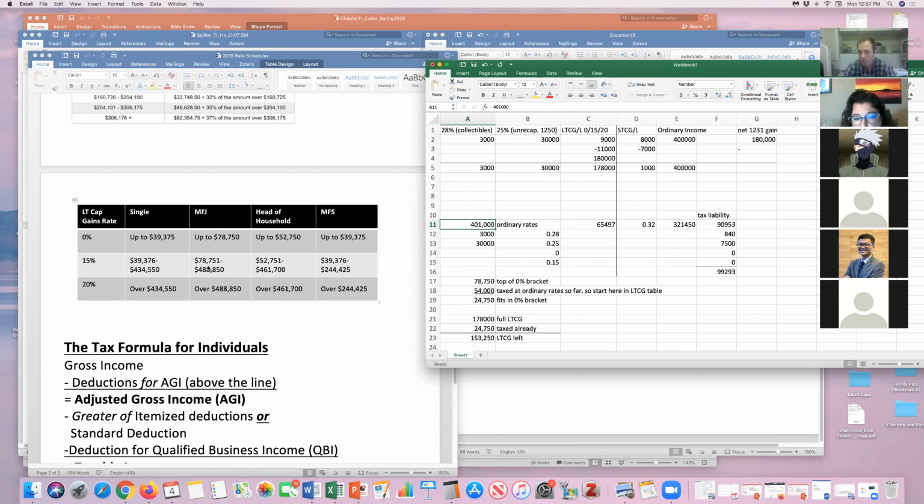All right, so they're going to start in the 15% bracket. The top of that bracket is 488,850. That's the top of the 15% bracket, minus the 401,000 taxed at ordinary rates so far. Gives me 87,850. This is the amount that's going to be taxed at 15%.